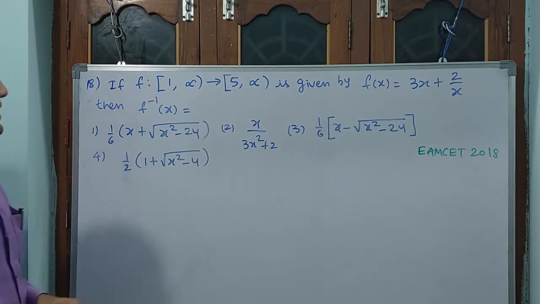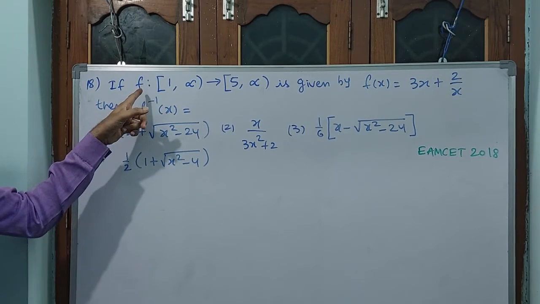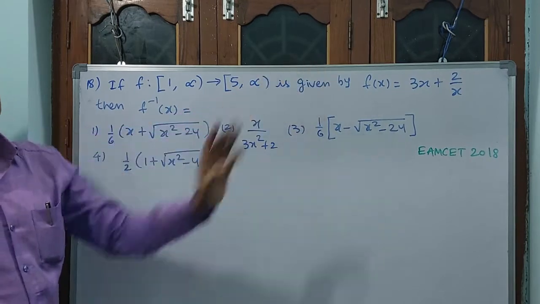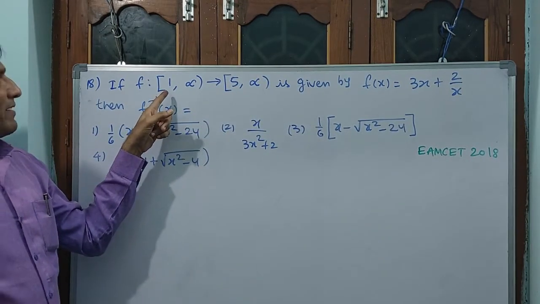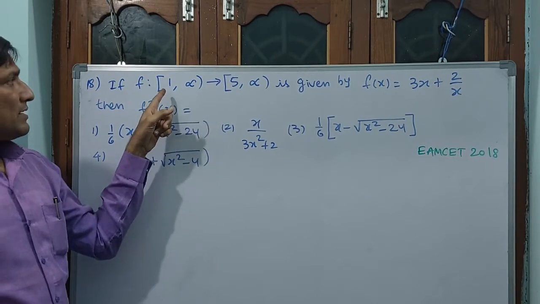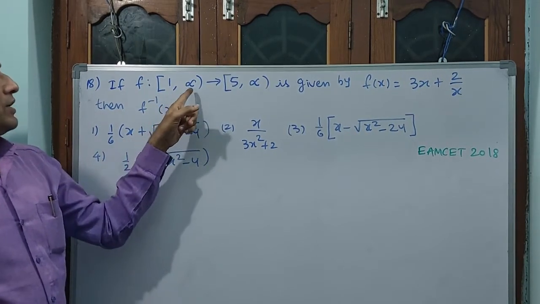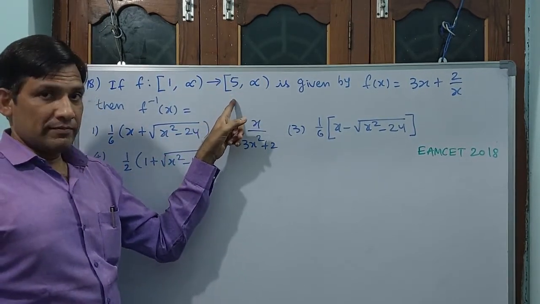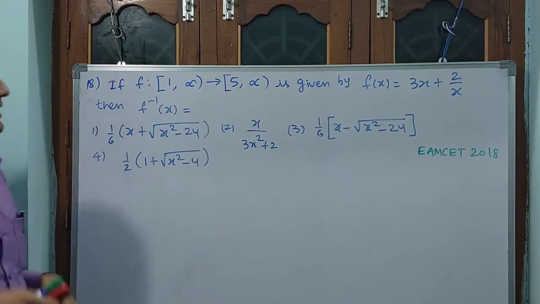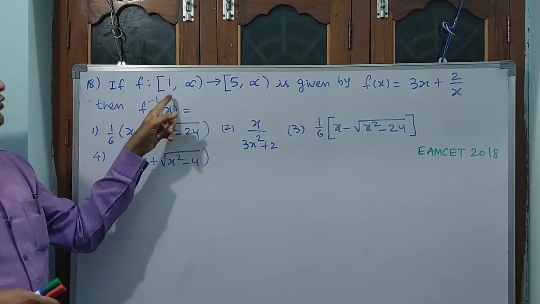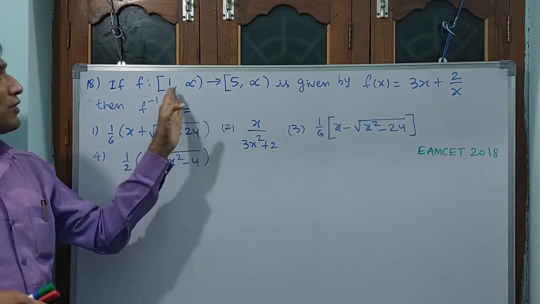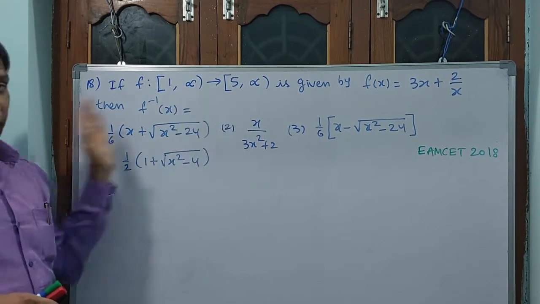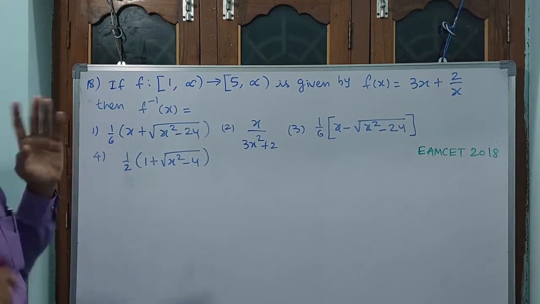Okay, see question number 18. The function's domain is defined from 1 to infinity, and 1 is a closed endpoint. That means from 1 you can give up to infinity. The codomain is 5 to infinity. That means 5 will come, up to infinity may come. If you observe carefully here, both domain and codomain are positive numbers only. That you keep in your mind. Negative numbers are not there. That is very important to observe.